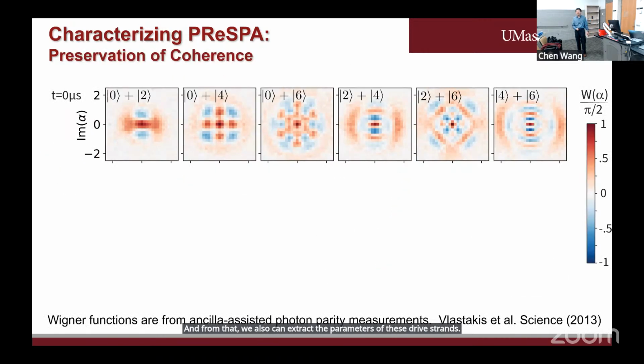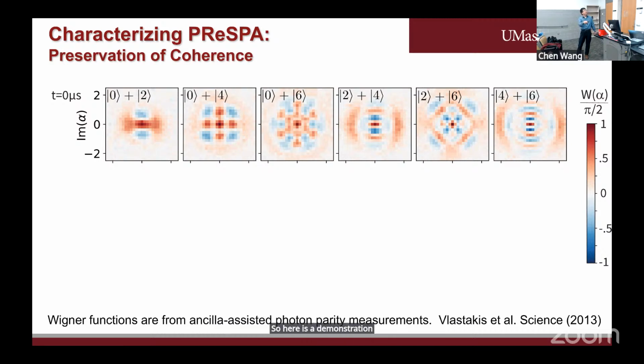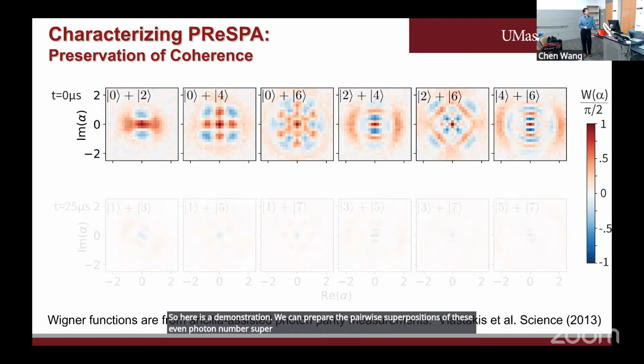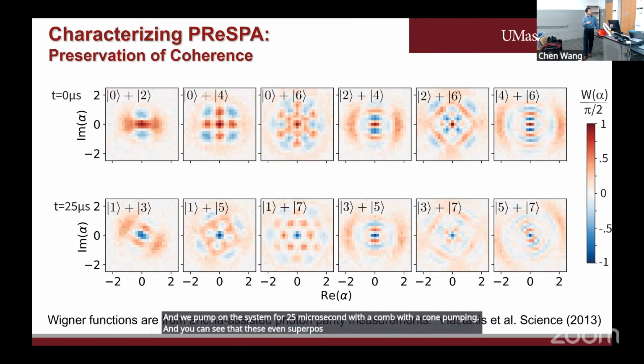Of course, those experiments don't tell you about the preservation of quantum coherence between the different photon number states. So here is a demonstration. We can prepare the pairwise superpositions of these even photon number states, and we pump on the system for 25 microseconds with the comb pumping. And you can see that these even superpositions become odd superpositions.